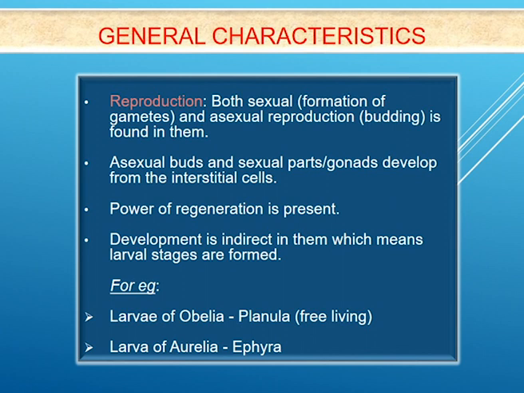There is a large aspect of regeneration present. Whenever any part of the body is cut, it is quickly regenerated. So this is also a characteristic feature of coelenterates. And development is indirect in them, which means that larvae are formed. Larval stages are formed. For example, in Obelia, the larva is called the planula larva, which is a free living larva.